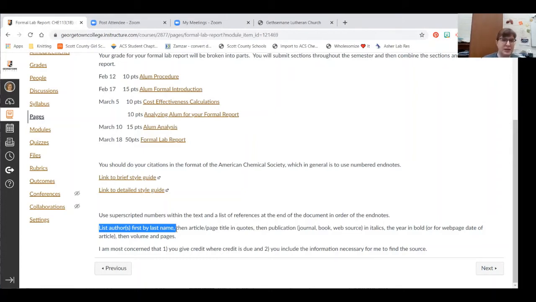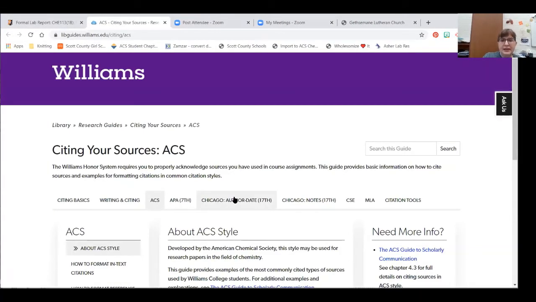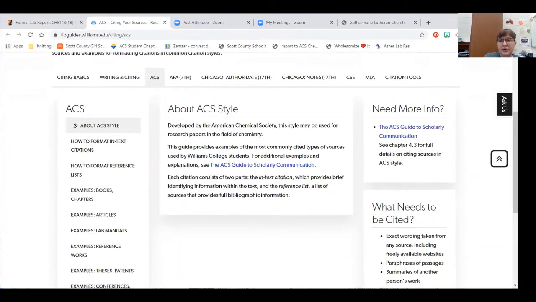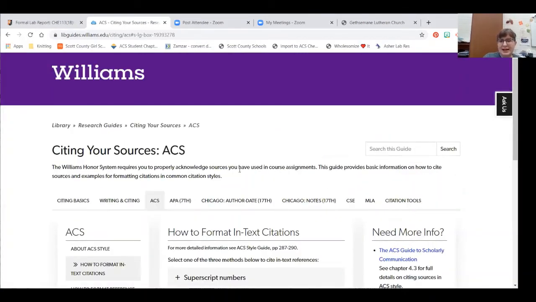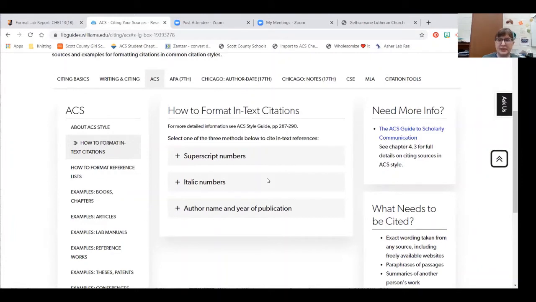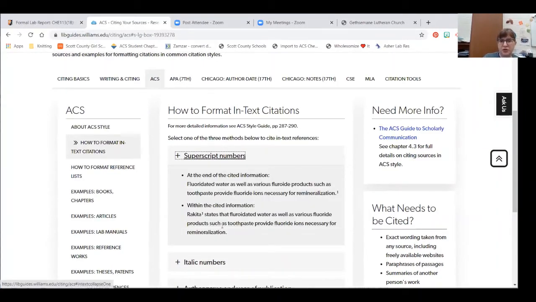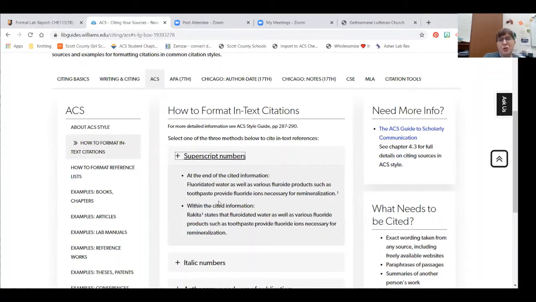But if you have something that's a little bit unusual, you can go to this brief style guide. This has some fairly easy to read rules. It talks about where it comes from, and then it talks about how to format in-text citations. That means while you're writing, you don't wait until the end and reference everything. You tell me where in the article that particular reference comes in. So you're going to look at the first one, superscript numbers. I'm okay with italic numbers too, but I'd like the numbers in there. And it tells you how to do that.